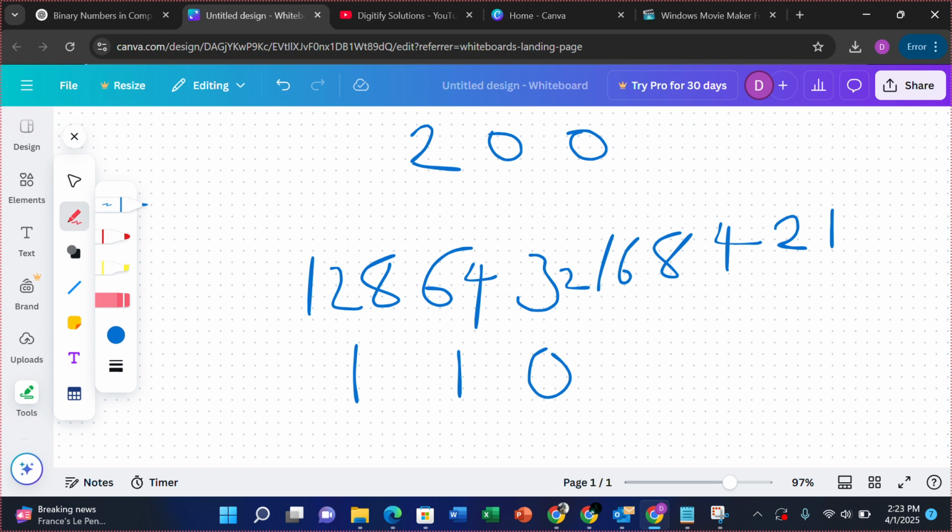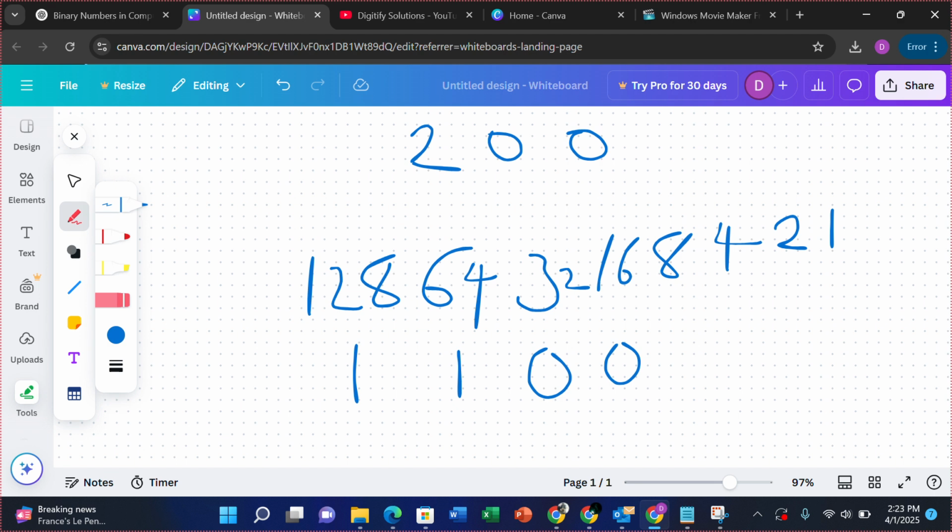So we go back to the ones we have, which is 192, right? So we do 192 plus 16. 192 plus 16 is 208, which is still greater than 200. So 16 is going to be 0 as well.